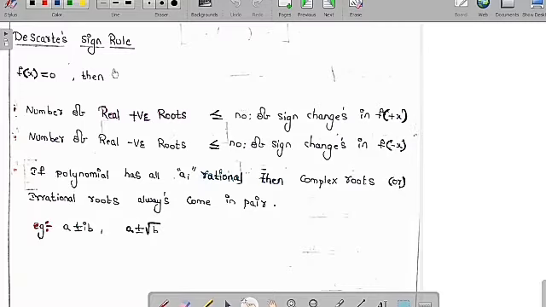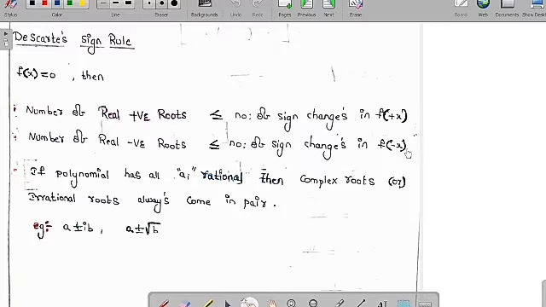Suppose there is an equation f(x). In that equation, you are going to replace x by +x, and then we have to figure out the number of sign changes in the coefficients of f(x). The number of real positive roots is always less than or equal to the number of sign changes in f(+x). And similarly, the number of real negative roots is always less than or equal to the number of sign changes in f(-x).